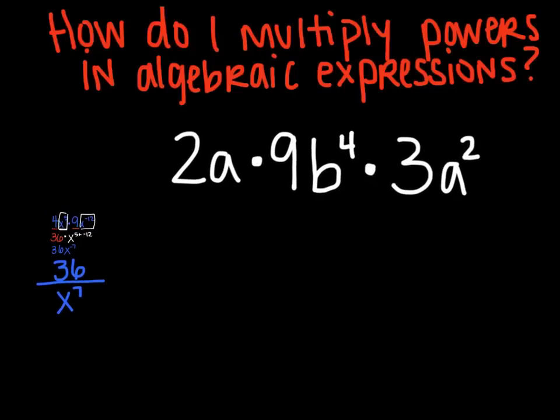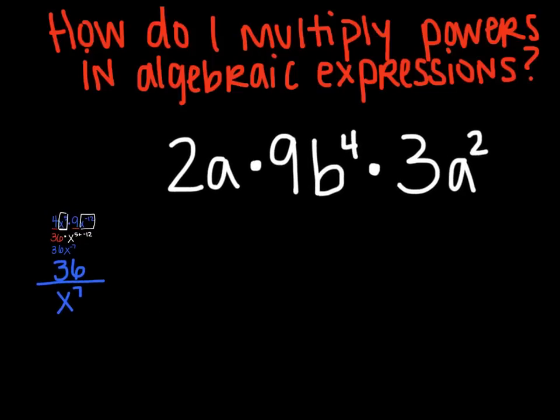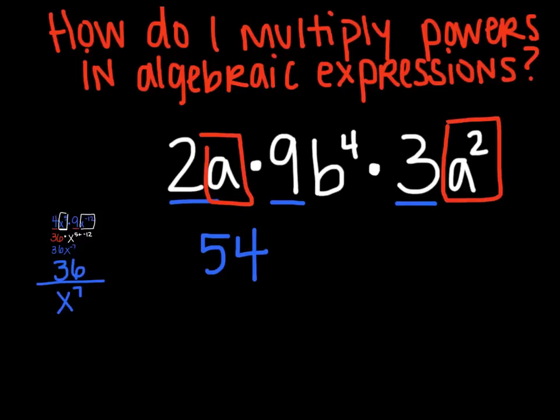Second one, we have multiplying of terms, and then we have 2 different variables. So this is how we're going to do this one. You want to first multiply the numbers together. So 2 times 9 times 3, which is 54. And then you'll want to group the A's together and multiply those. The reason they don't have to be next to each other is the commutative property. You can move them around when you're multiplying.